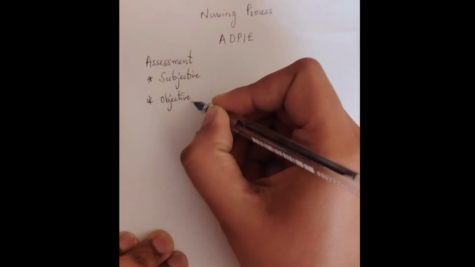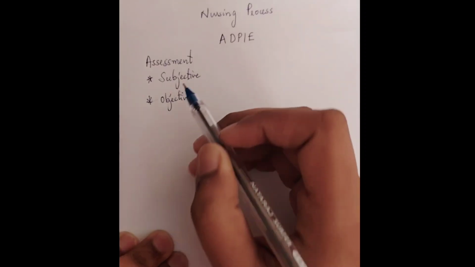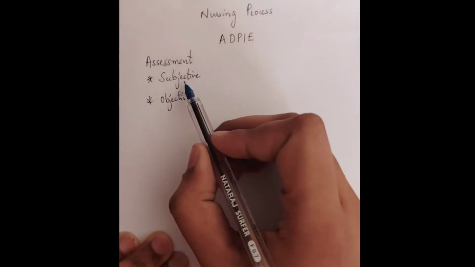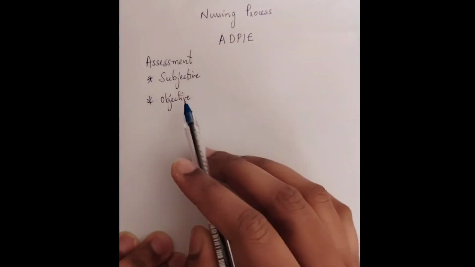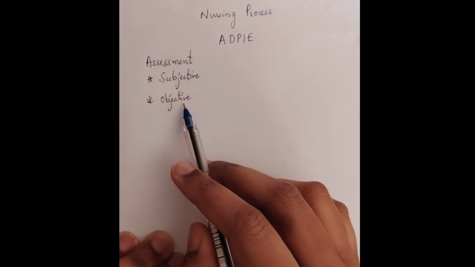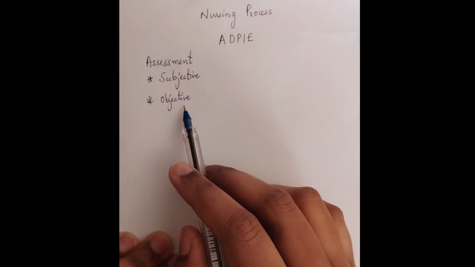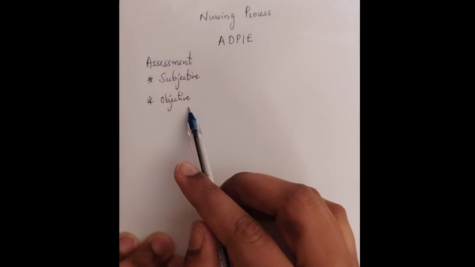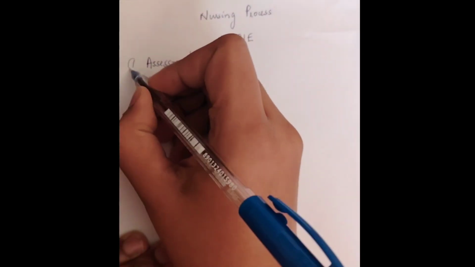objective data. So subjective is what the patient states, like for example, I have pain, I'm not feeling well, I feel dizzy. These are all patient stated statements, so these comes under the subjective data. And objective data is what you observe. You observe that the patient is lethargic, you observe that the patient is weak, you observe that there are bruises. You observe that the BP is low. So these are all objective data.